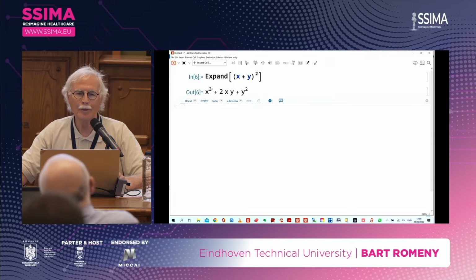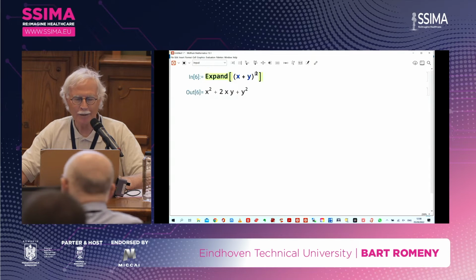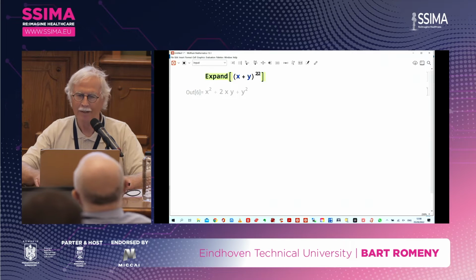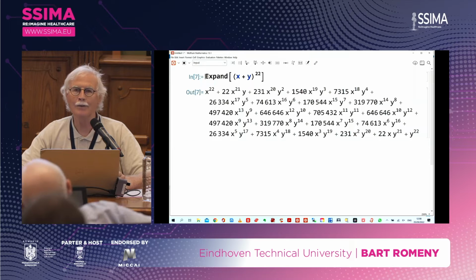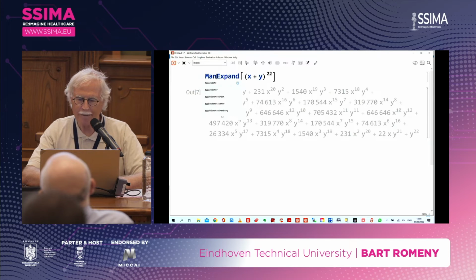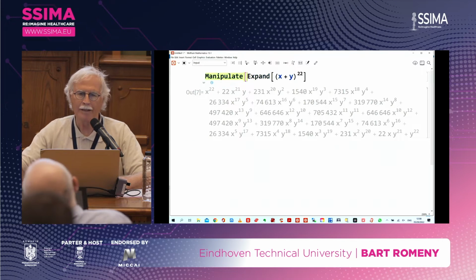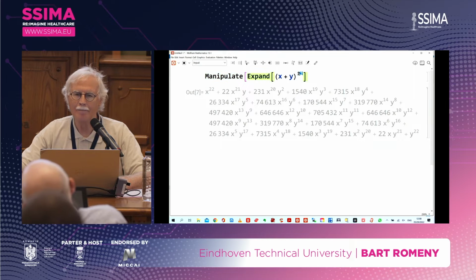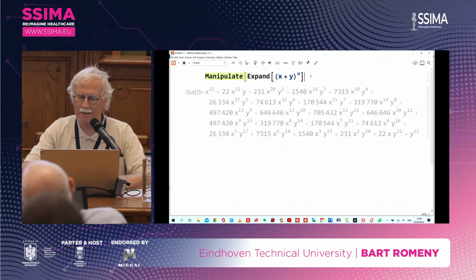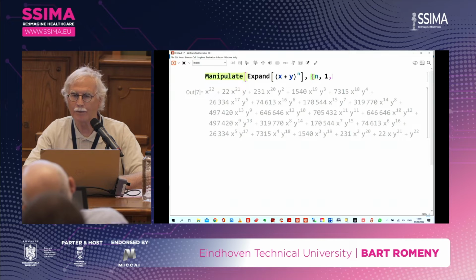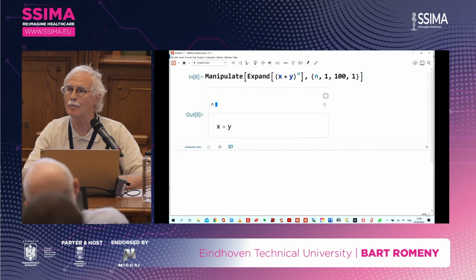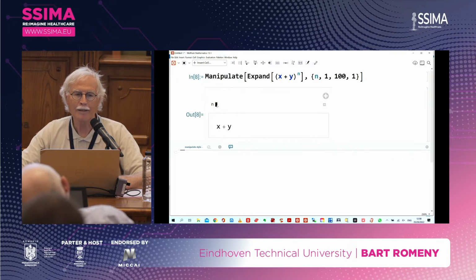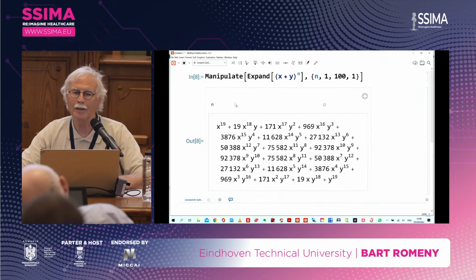But if you want to manipulate this a little bit, let's say you make this 22. Now you get a bigger one. But in Mathematica, you have something called dynamic. You can manipulate this. Now I could say, let's call this n. And I manipulate this n from 1 to, let's say, 100 in steps of 1. That's all you have to write. And now Mathematica automatically makes a Java applet with a slider, and you can do interactive algebra.